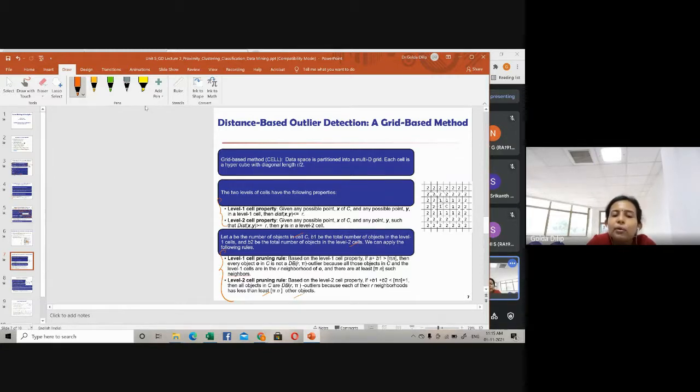So you need to compute only the distance between O and the objects in level 2 with respect to O, in which case you can easily take care of it. So that's regarding the grid based method, where we label the data objects as level 1 and level 2 with certain properties, and these are the pruning rules for it.